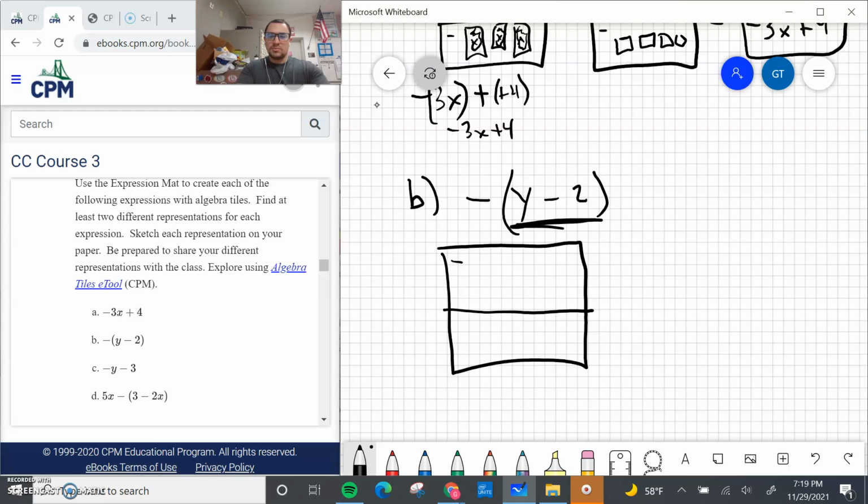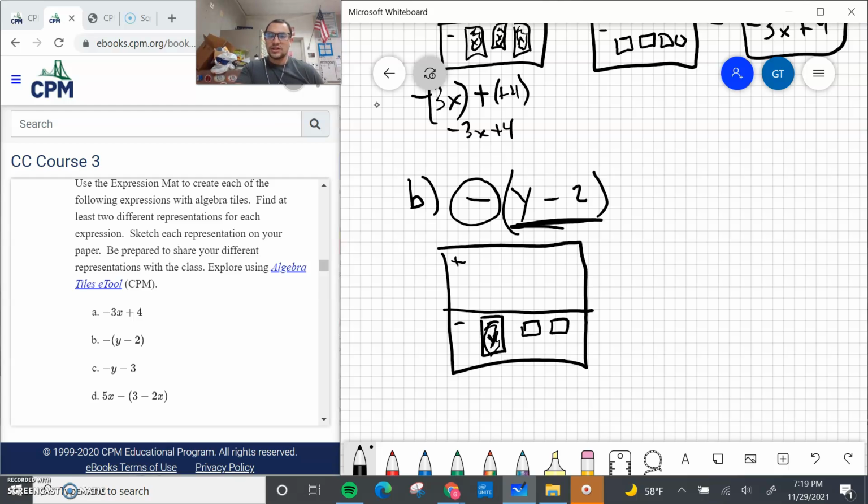So I'm going to go ahead and do plus and minus. And since everything is negative, I'm going to put y, and that's a positive y. So positive y. And I have negative 2, 1, 2. And that gives me negative positive y and negative 2. And that makes it super, super easy.